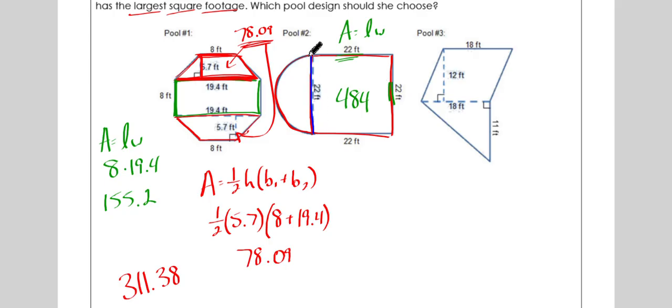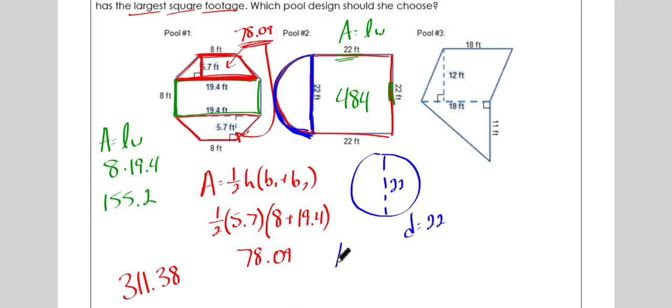And now for the half circle. 22 goes all the way across that circle. That dashed line cuts all the way across. That's called the diameter of the circle. Area of a circle does not use diameter, it uses radius. So I'm going to have to divide this by 2 and find out that the radius is 11. So we're going to plug in 11 there and find out that the area of that circle is 379.94.